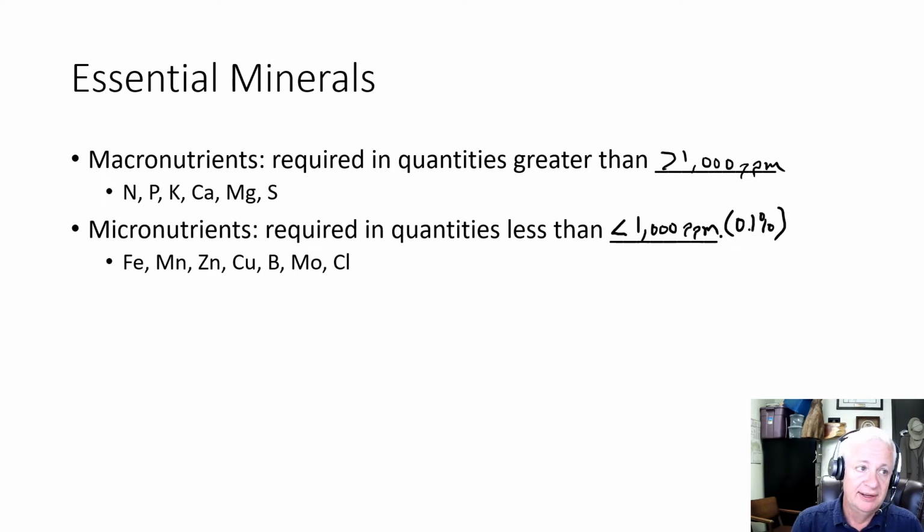Some people, thinking more broadly about nutrients, will also include carbon, hydrogen, and oxygen as essential elements. Those are elements that are required for plant growth and development. But here I focus on the mineral elements that are required for plant growth and development.